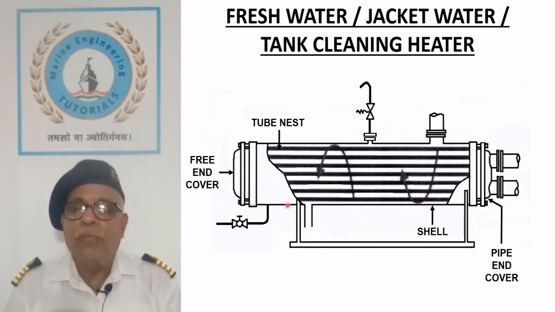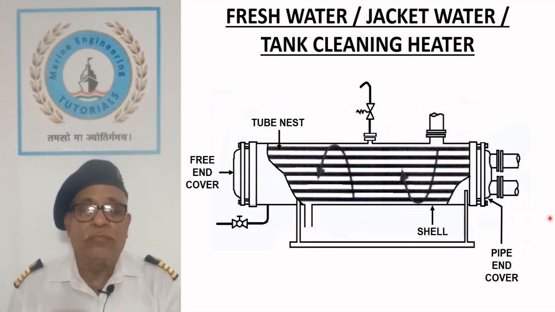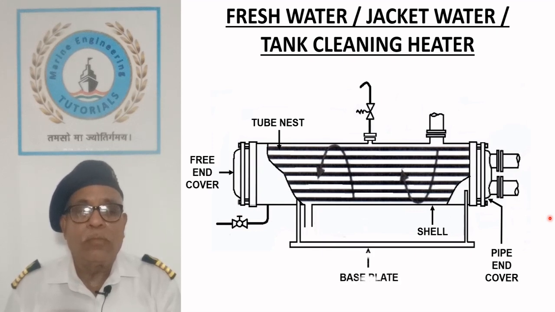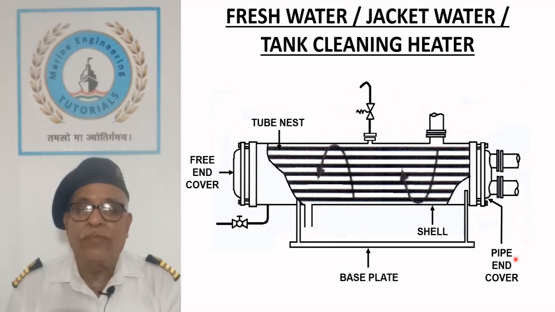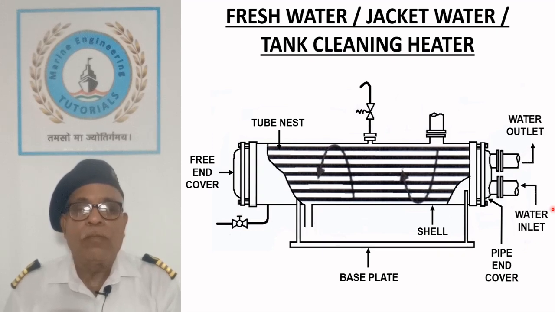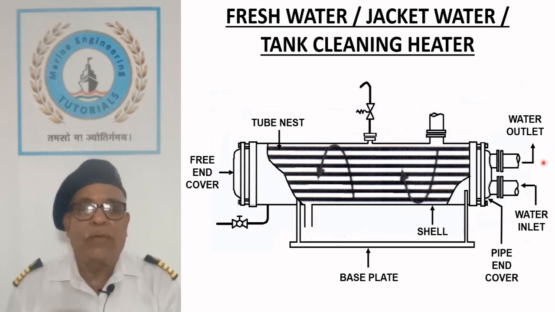Shell is closed by end covers on both sides, one of which is free and the other end contains water inlet and outlet connections. The heater shell is secured to the base plate. Water is admitted through the inlet connection, passes through the lower tube bank, direction is changed at the free end and passes through the upper tube bank where it is discharged from the outlet connection.